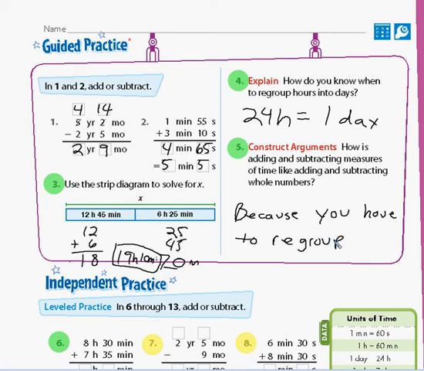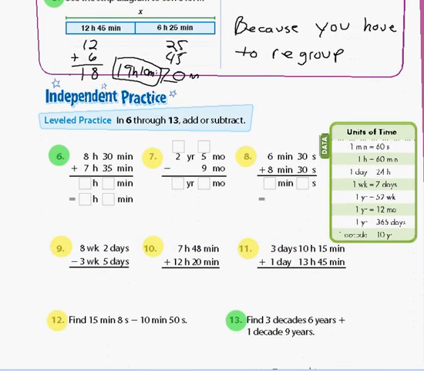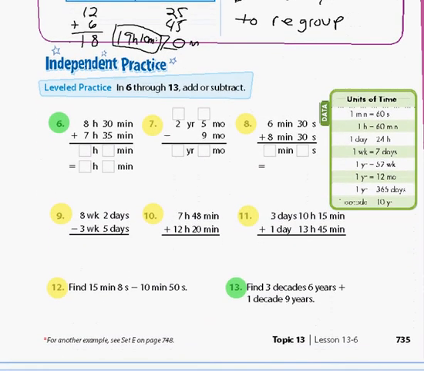On independent practice, we have some more addition problems. It says in 6 through 13, add or subtract. And on problem number 6, we're going to do that one together. Very similar to the other one we did up there. We have 30 plus 35 is 65, so that's 65 minutes. And then 7 plus 8 is 15, so that's 15 hours and 65 minutes. But I'm going to have to regroup because I got over 60 minutes there, so I'll take away 60. That leaves me 5 minutes. And since I took away 60, I'm going to add it right here, so that's 16 hours and 5 minutes.